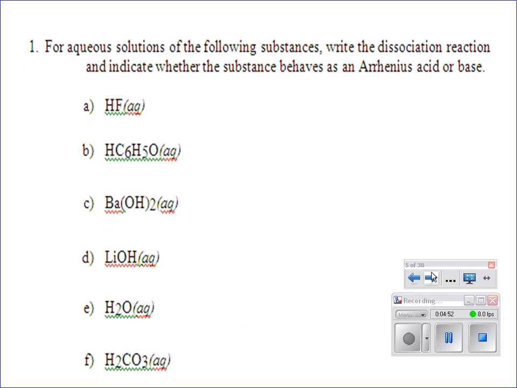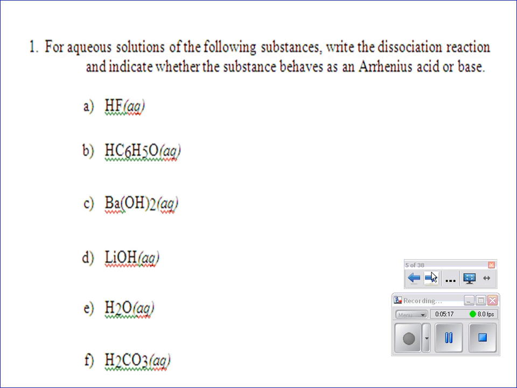Okay, so what we're going to do for this first thing is write some equations. We're going to write dissociation equations where these things ionize in water. And then you're going to tell me if this is going to be an Arrhenius acid or base using the definition of Arrhenius. The first thing, though, we need to do in order to write a proper equation is to tell me the strength of what we're looking at.